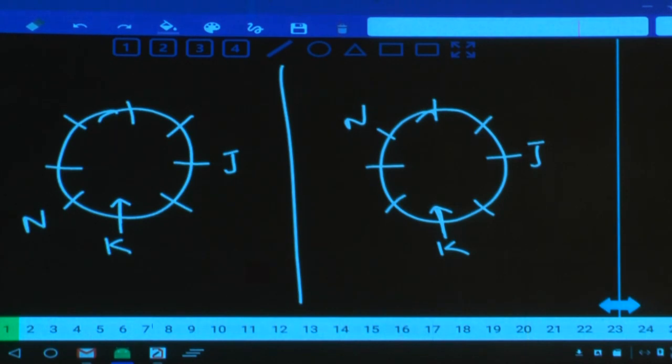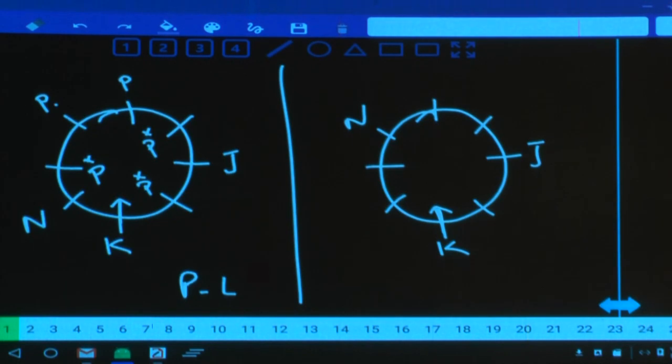And only two people between J and N. L sits second to the right of P. Whatever this L, L is seated second to the right of P. And P is neither an immediate neighbor of N nor J. P cannot be an immediate neighbor of N nor J means P cannot be here, and P cannot be here, and P cannot be here. Isn't it? Then what are the possibilities we have left here? P can be here or P can be here, there are two possibilities.